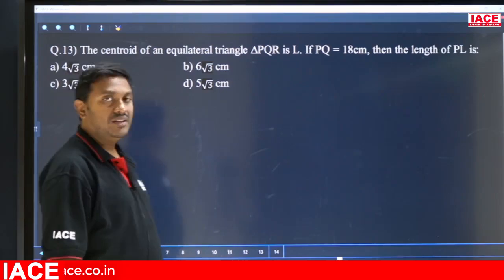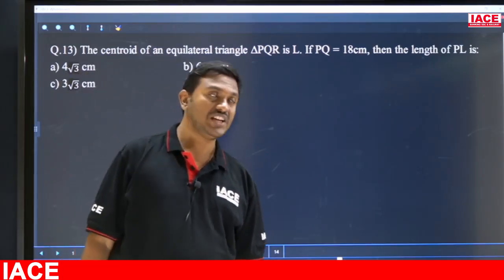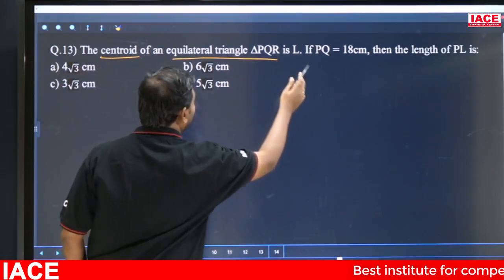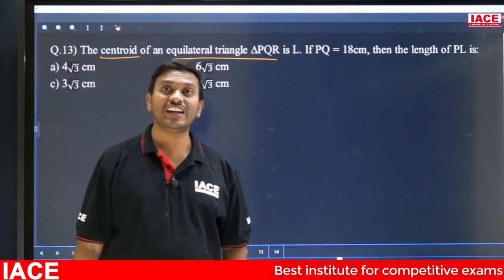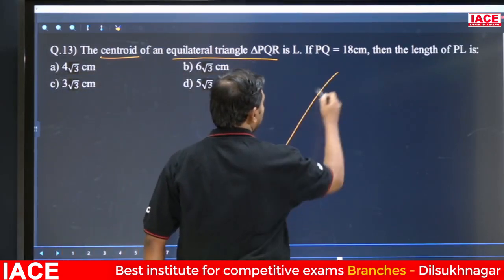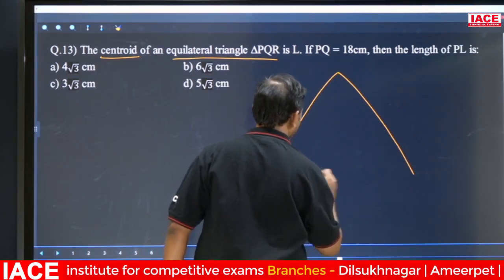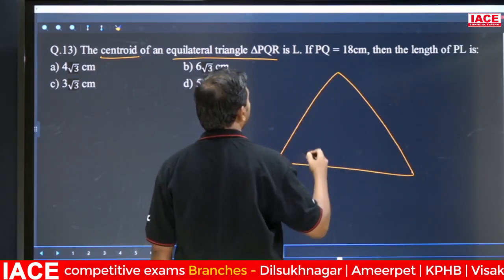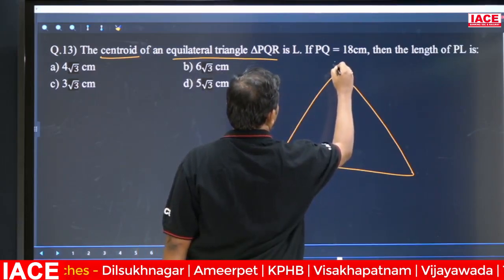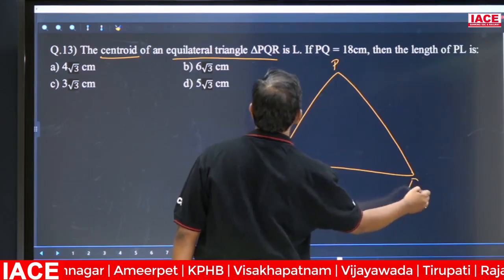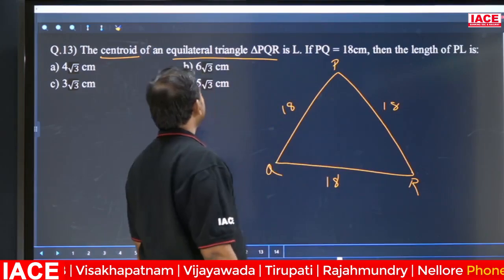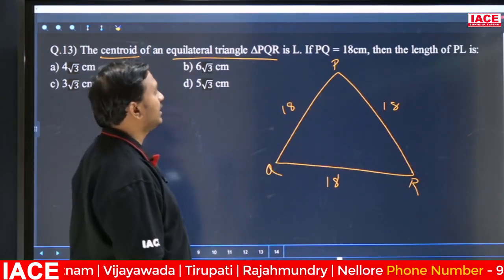Okay, again a geometry question came. It is about the centroid of an equilateral triangle. In an equilateral triangle, all sides are equal, right? So in equilateral triangle PQR, what is PQ? 18, 18, 18. L is the centroid. Then what is PL?